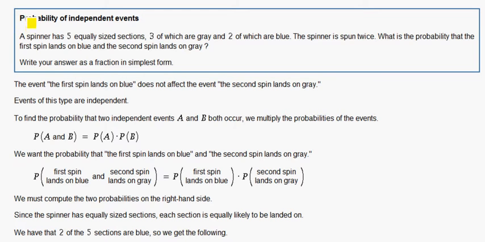In this problem, you're working with probability of independent events. A spinner has 5 equally sized sections, 3 of which are gray and 2 of which are blue. The spinner is spun twice. What is the probability that the first spin lands on blue and the second spin lands on gray? Write your answer as a fraction in simplest form.